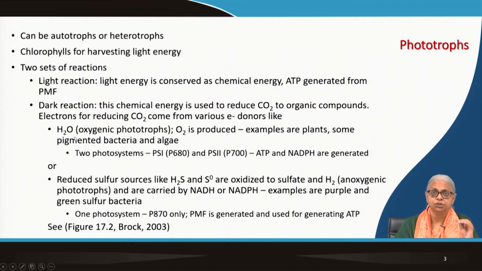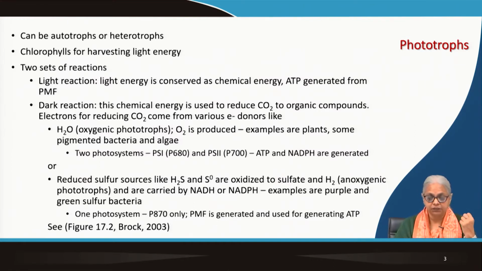So that is called oxygenic photosynthesis, or oxygenic phototrophic organisms are capable of doing that. All higher plants, all the green plants that you see around you, small ones, large ones, whatever size they are, some pigmented bacteria as well as algae are responsible for oxygenic photosynthesis. Oxygenic photosynthesis depends on 2 photosystems. They are called photosystem 1, which is based on harvesting light at the wavelength of 680 nanometers, and the second one is photosystem 2, where 700 nanometer wavelength is harvested.